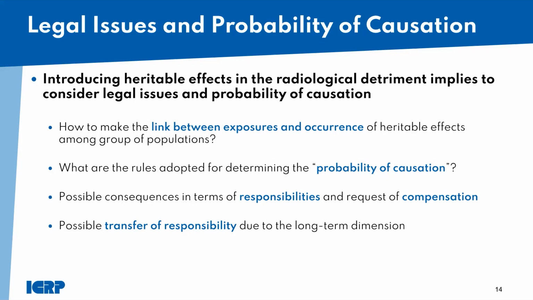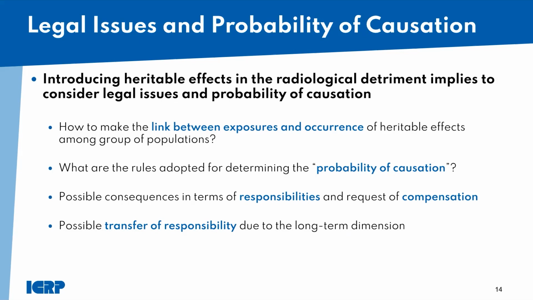I have no clear view on that, but for sure, introducing heritable effect in the radiological detriment implies considering that we may have effect. What does it mean in terms of compensation and probability of causation? If we have no dose-effect relationships, that will be difficult to do probability of causation.